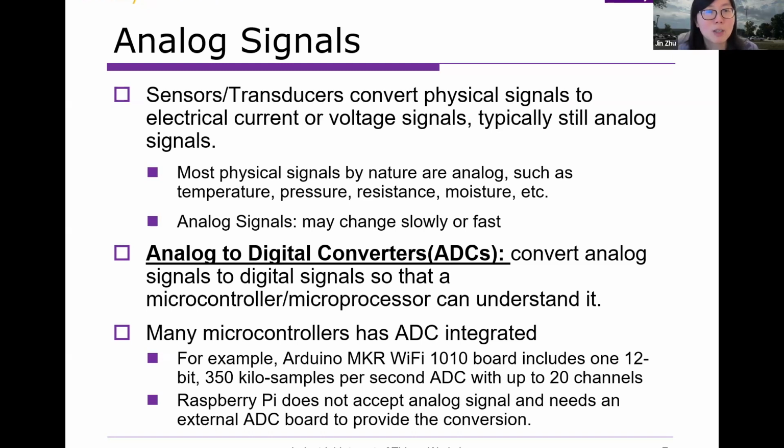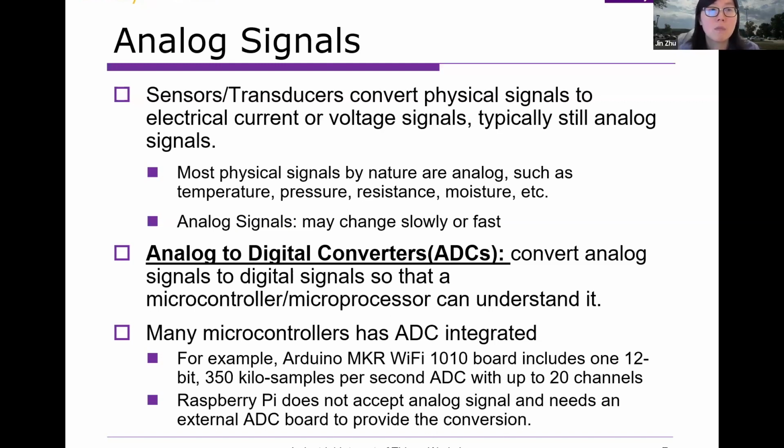Those electronic signals are still in analog, okay? The signal may change in the time domain. The signal may change slowly, for example, the voltage output from a thermocouple may not change that rapidly, and then some may change faster, such as, for example, the electroencephalography or the EEG signal, and those are some signals working in the time domain.